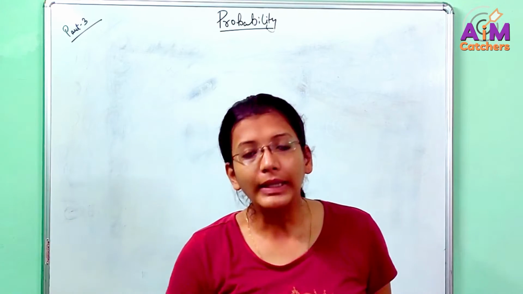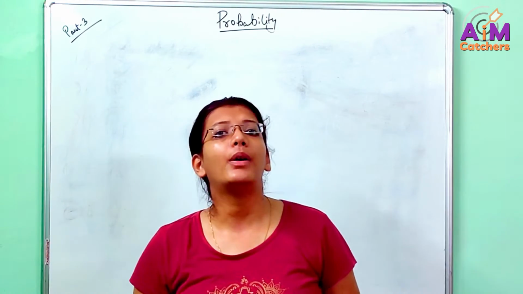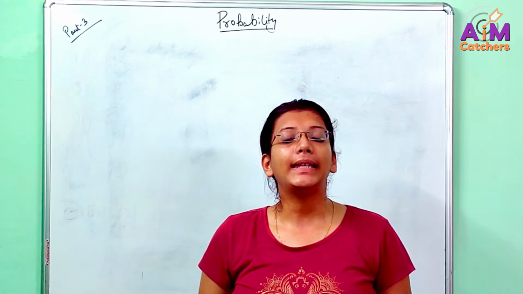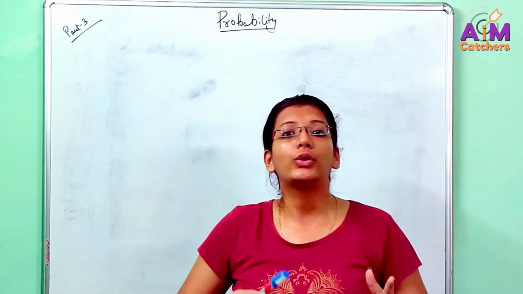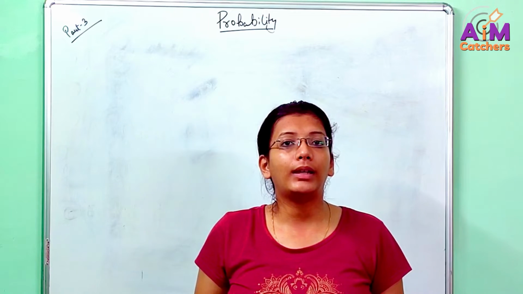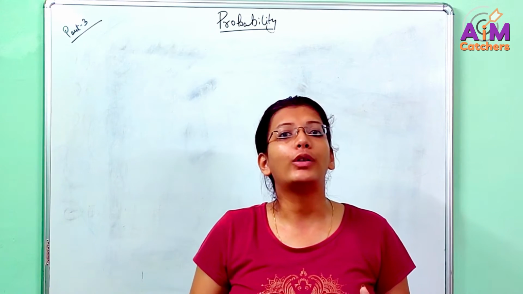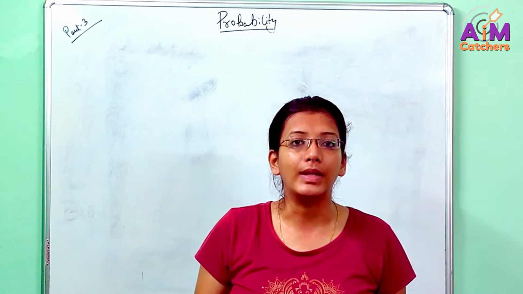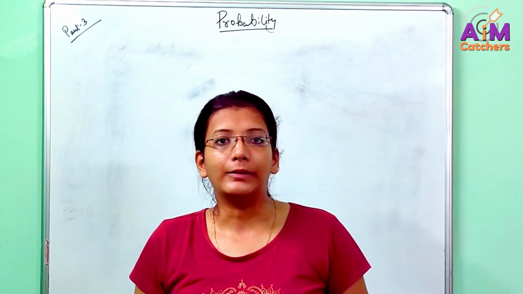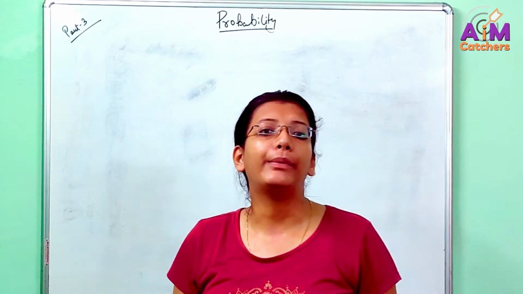So in this video we will be discussing mutually exclusive and non-mutually exclusive events, and the events occurring together, like either-or kind of events. If both the events occur together, what is the probability of occurrence of both of the events or either of the events? That kind of sums we will be discussing in this video. So let's begin. Let's take an example.